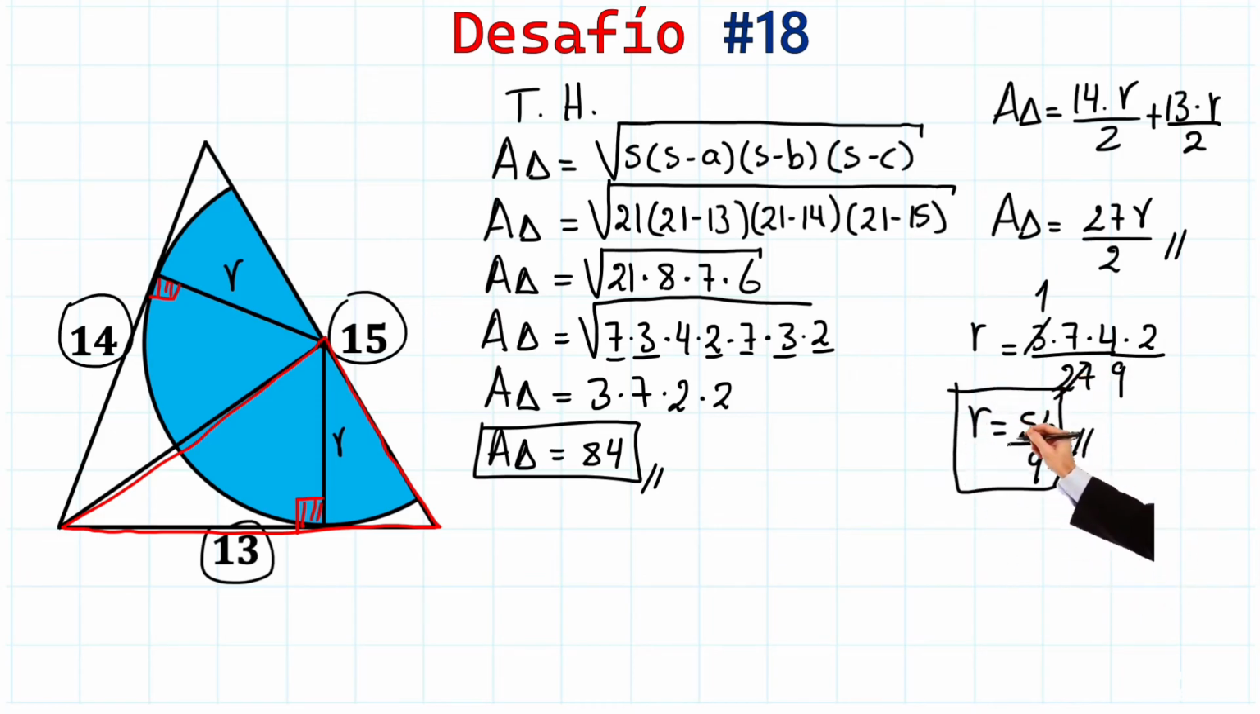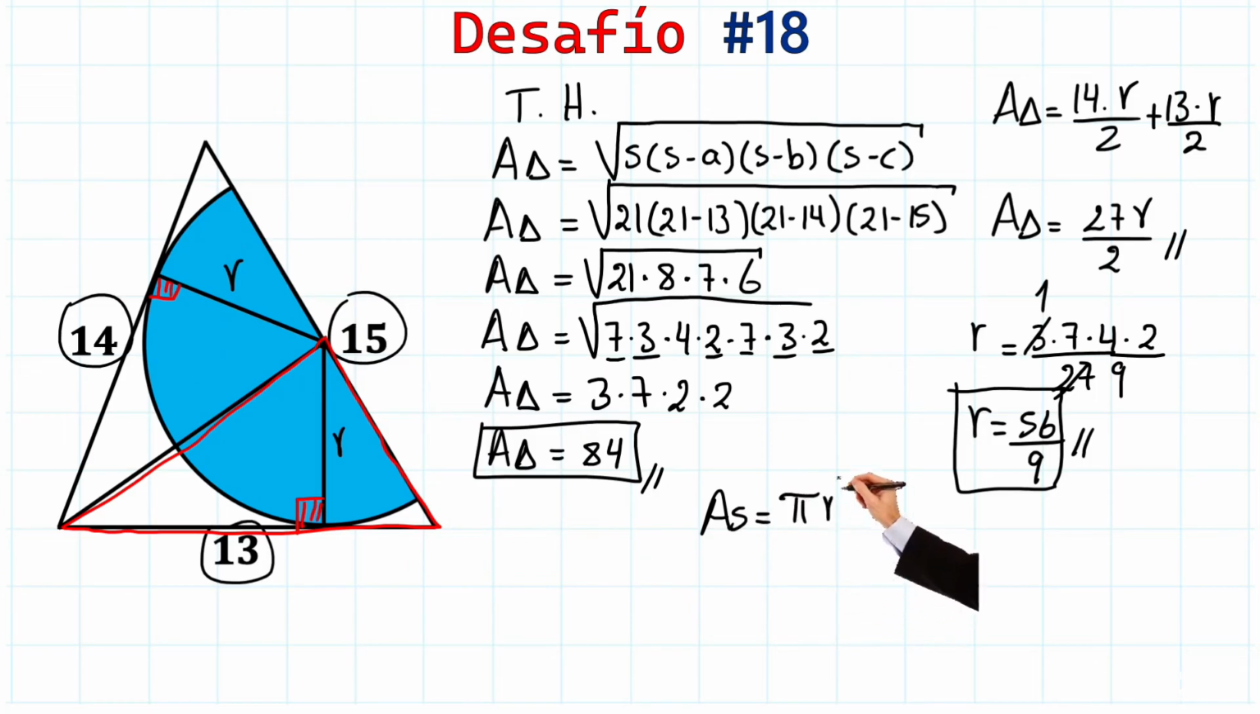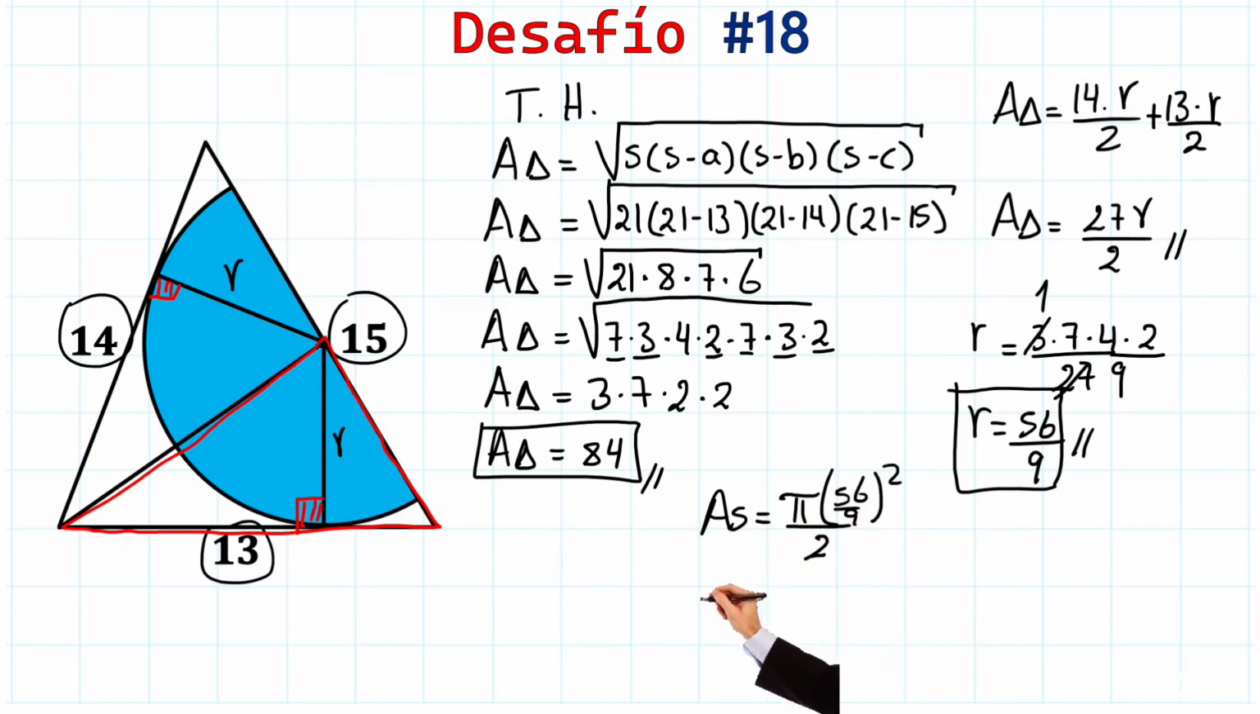Fantastic. Now, having the radius, it's very easy to find the shaded area. Remember, the shaded area is the area of a semicircle. So we have pi times the radius squared over 2. What is the radius? Well, the radius is 56/9. Let's write it over here. 56/9 squared. Alright, we have the shaded area equal.